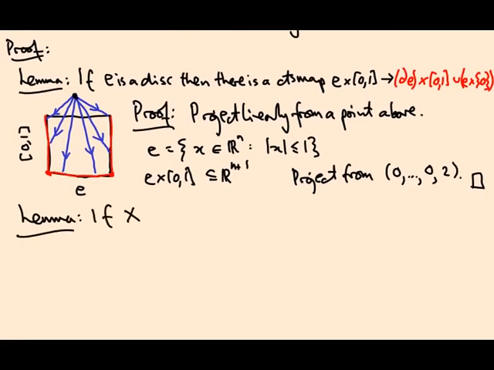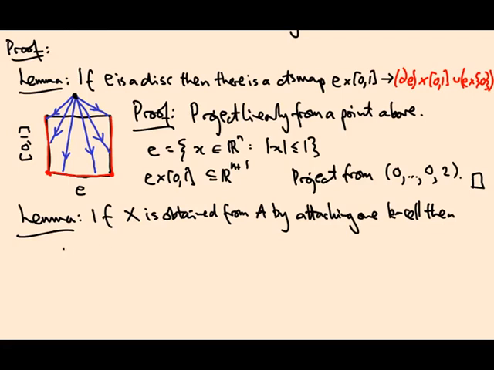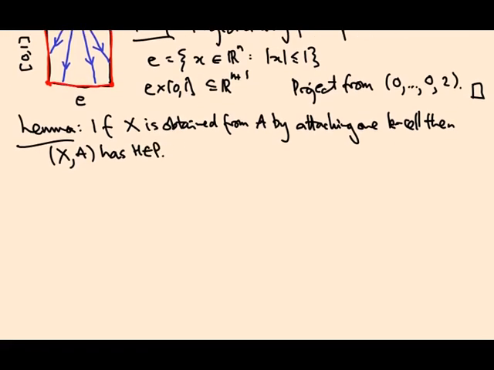If X is a space obtained from A by attaching a single k-dimensional cell, then (X, A) has the homotopy extension property. So what exactly did the homotopy extension property say? Let's review it in the proof.